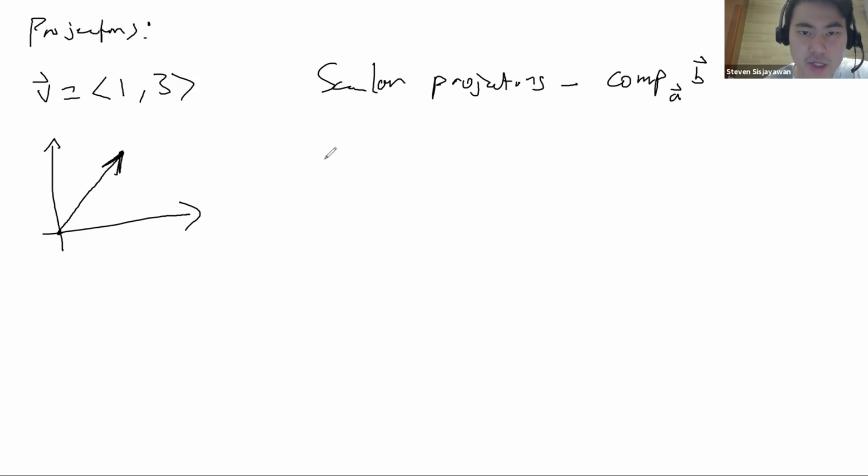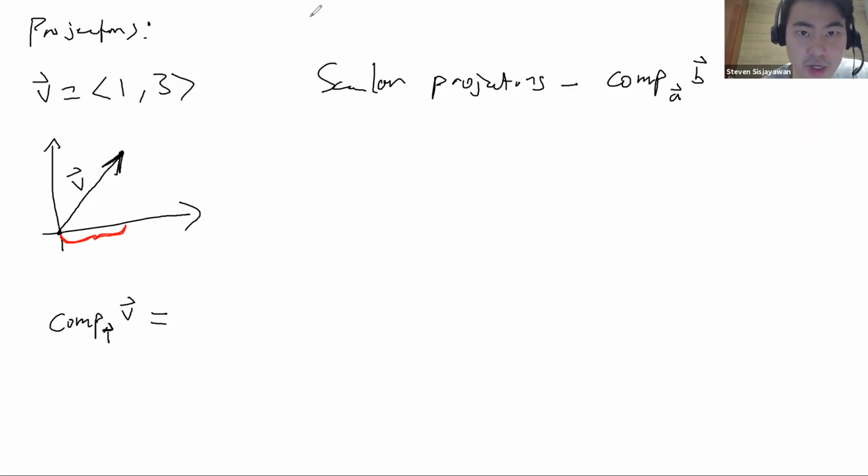In this case, we're trying to find the comp of v onto the x-axis. I'm going to label that as i, because i is basically the x-axis in the basis vector form of a vector. So I want to find what comp v onto i is. That's basically the scalar value of the x component, which represents this value right here. It's not going to be a vector. It's going to be a scalar quantity.